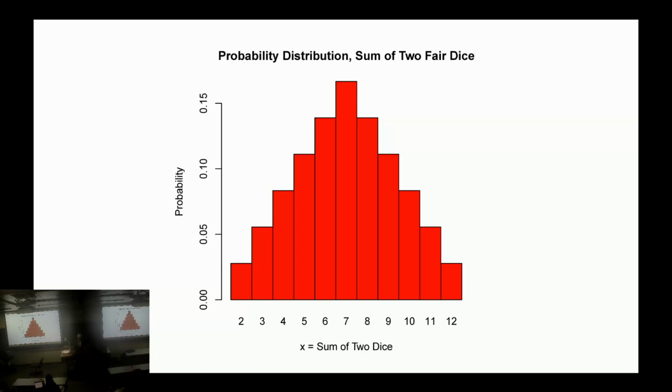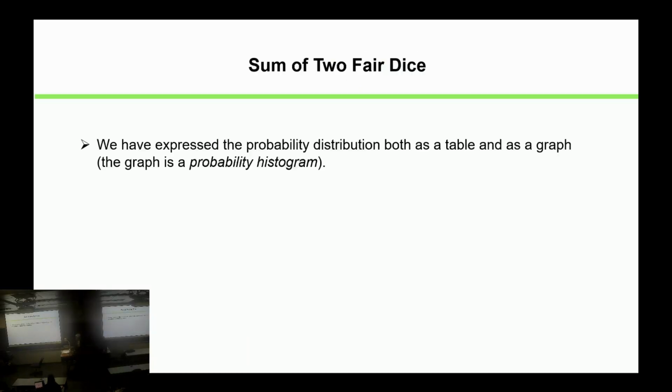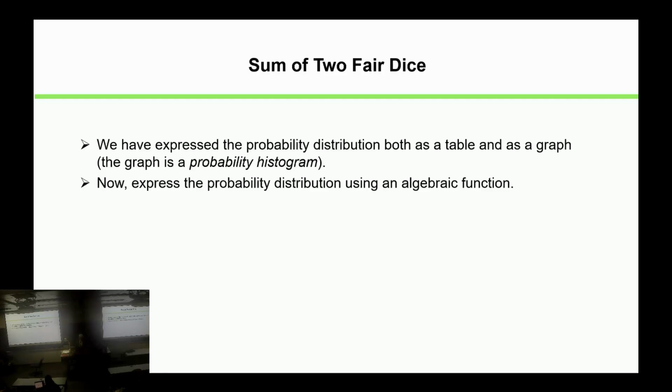So that was the probability distribution as a graph. We've done it as both a table and as a graph. And now let's express the probability distribution as an algebraic function.